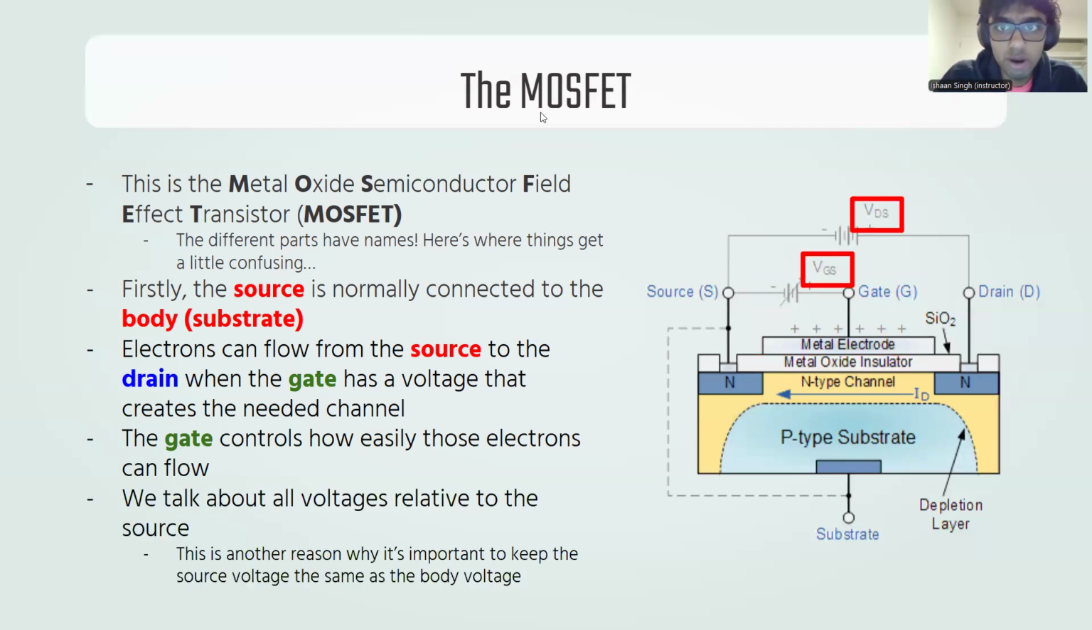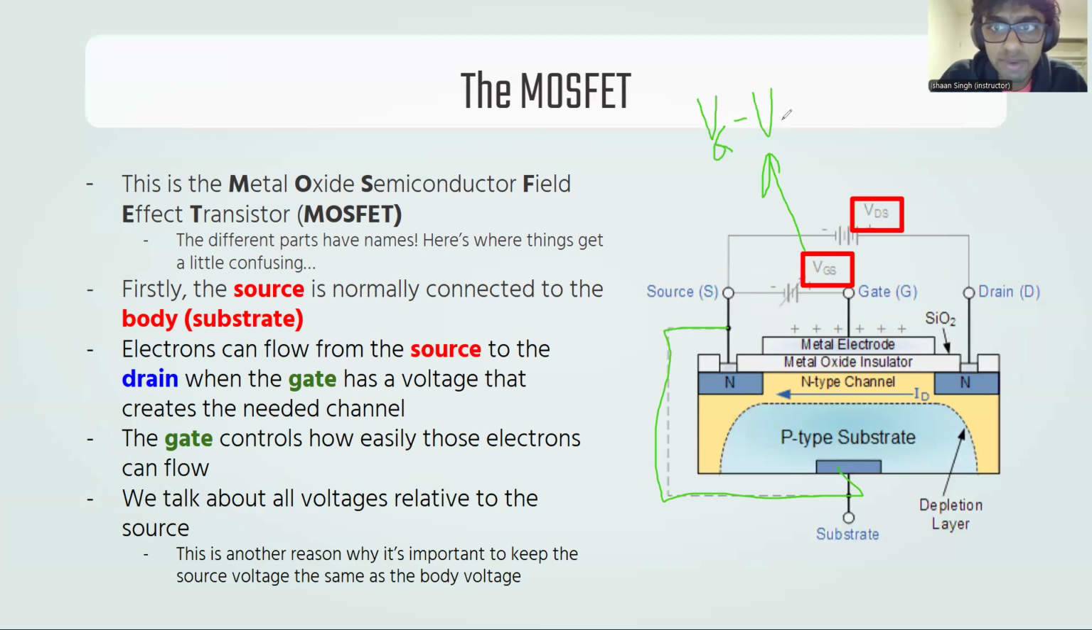Now, finally, we talk about all voltages relative to the source because the body is tied to the source, okay? So when we talk about VGS, this thing is just VG minus VS. And really, you can think about the source as just being ground, okay? So this basically is VG, but it's just relative to VS. VDS is just VD minus VS, okay?